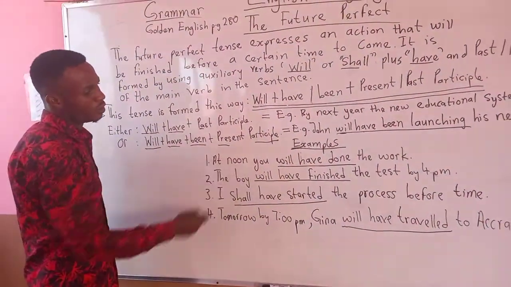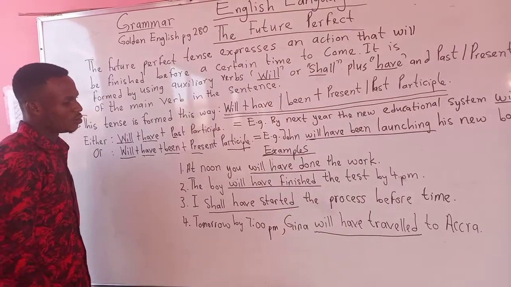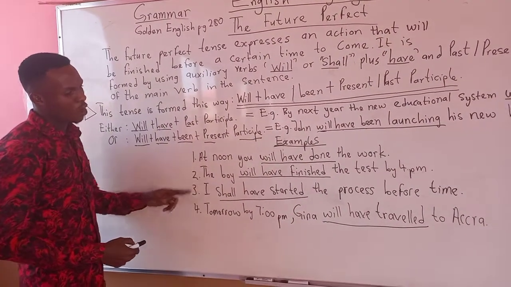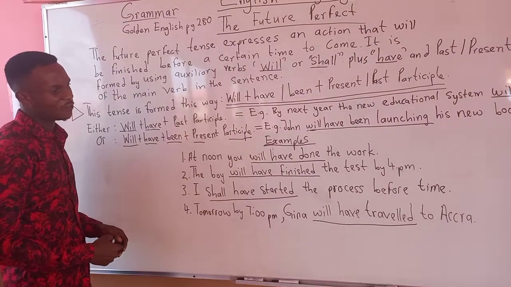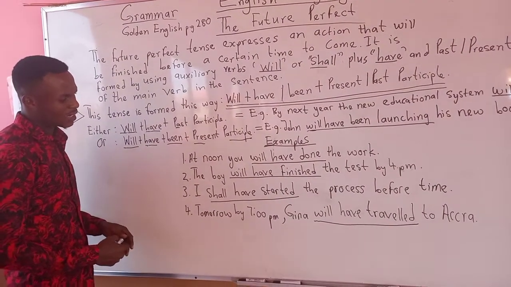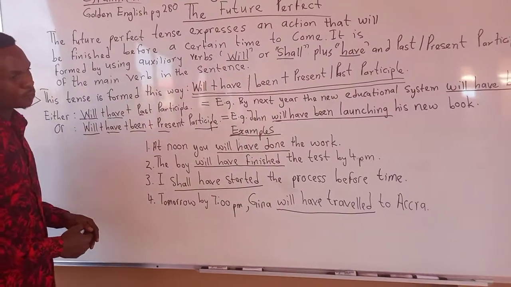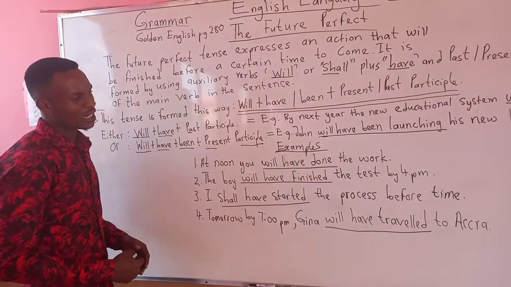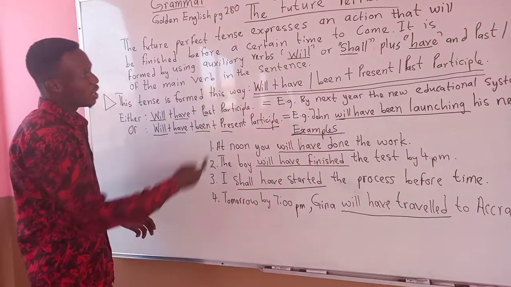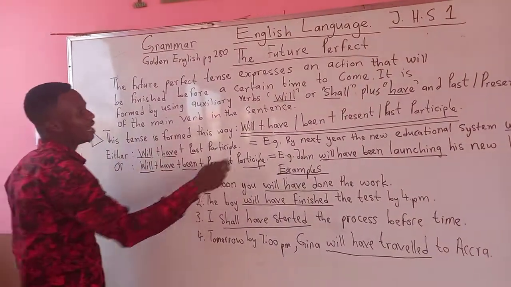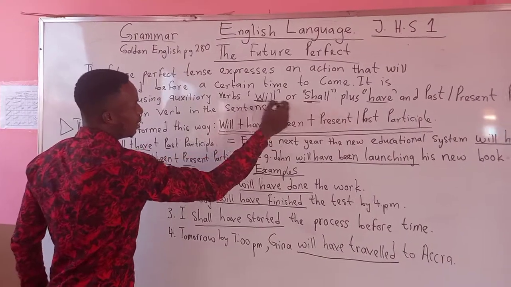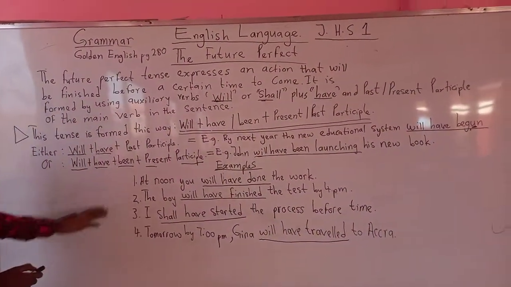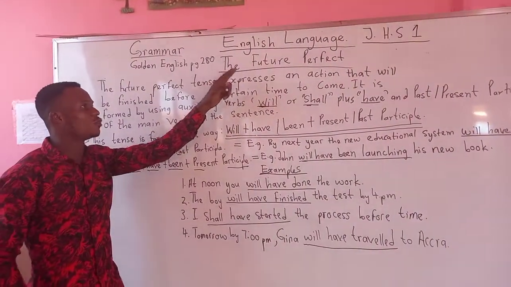We have come to the last but not the least, the examples. At noon, you would have done the work. The second one also says, the boy would have finished the test by 4 p.m. The third one says, I shall have started the process before time. As I said in the explanation, we can use either will or shall. They are interchangeable in sentences like this. That is the future perfect.